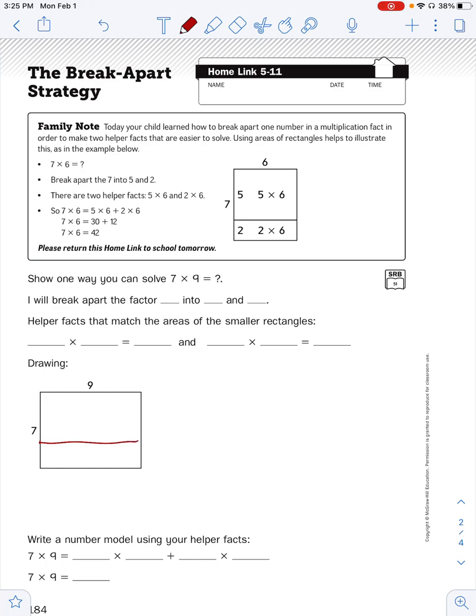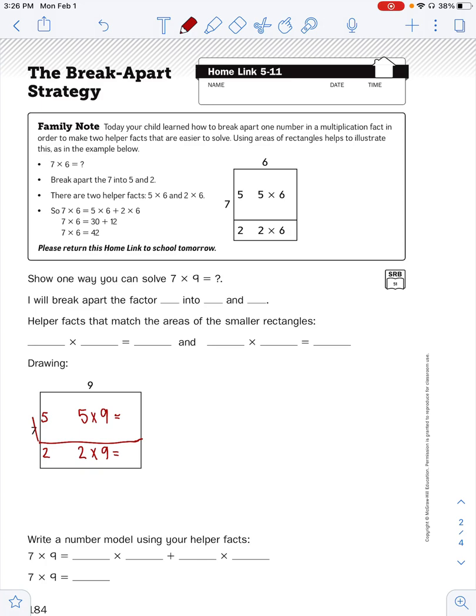I know my 5's facts very well, and I also know my 2's. So I'm going to split the 7 up into a 5 and a 2. And you know why I can do that? Because 5 plus 2 equals 7. So I can just cross out that 7 right there because it's the same thing as saying 7. Okay, so now instead of multiplying 7 times 9, which is a hard number to multiply, I can do 5 times 9 and 2 times 9. Those are easier for me because I know how to skip count by 5s and by 2s.